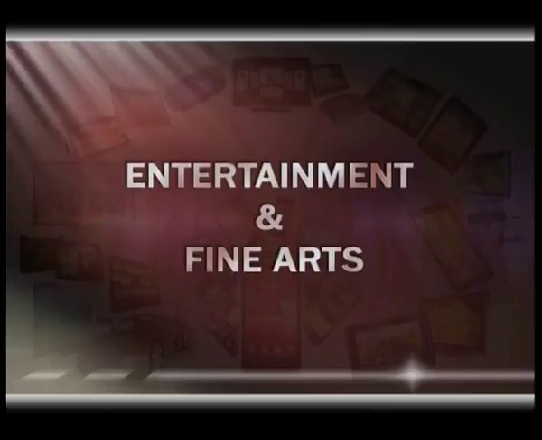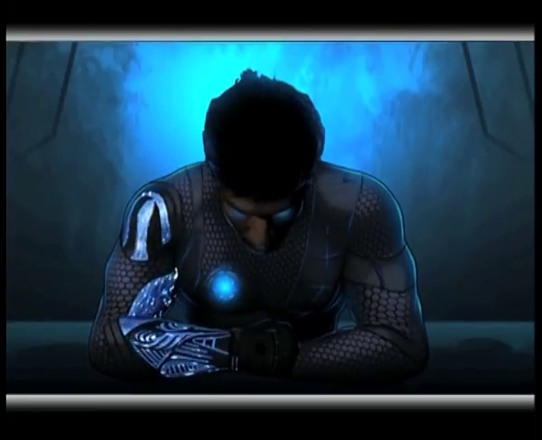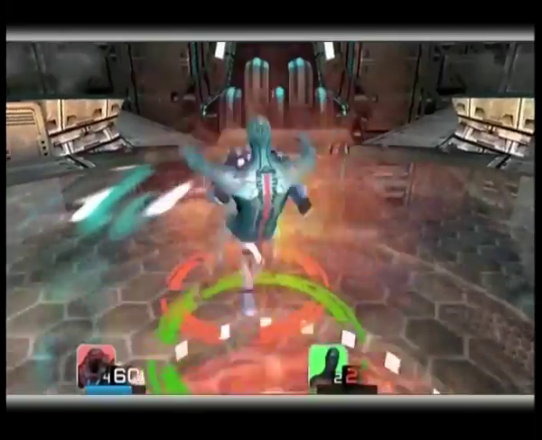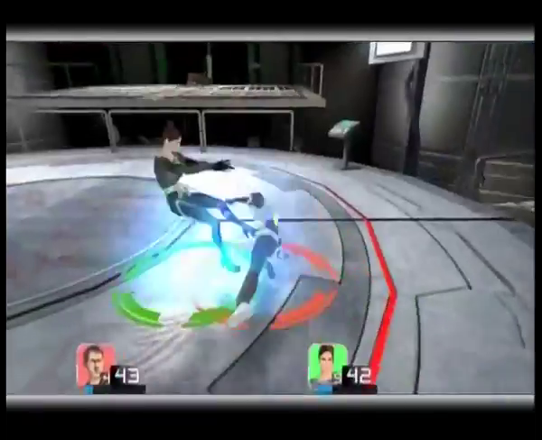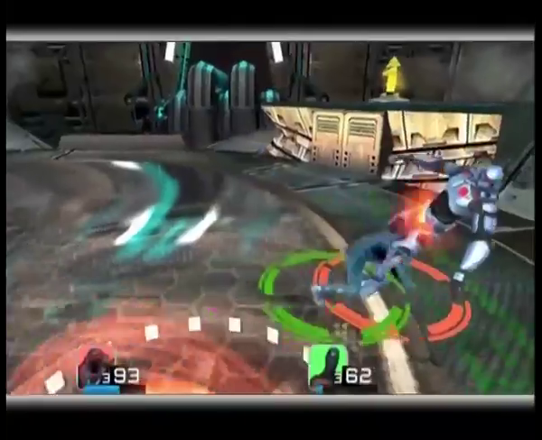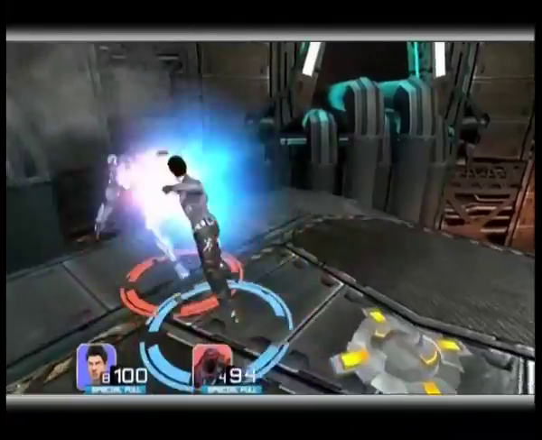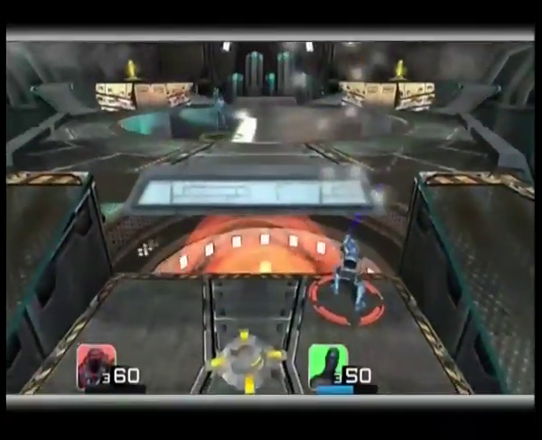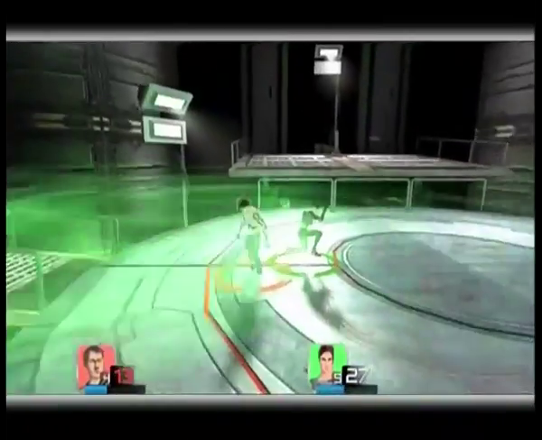Entertainment and fine arts. Multimedia is heavily used in the entertainment industry, especially to develop special effects in movies and animations. Multimedia games are a popular pastime and are software programs available either as CD-ROMs or online.